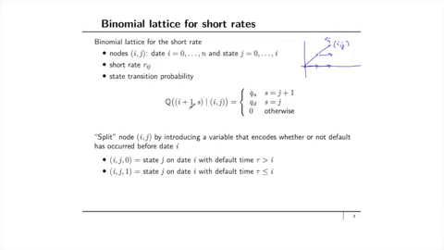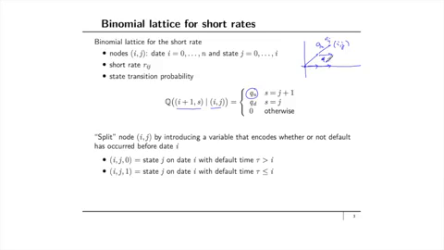So at time i plus 1, you could only reach states j and j plus 1. The probability that you went from node ij to node i plus 1, j plus 1 was Q_U, the upper probability. The probability that you went from node ij to node i plus 1, j, is going to be Q_D. And the probability of reaching any other state is going to be 0. This was the short rate lattice that we worked with when we were constructing the short rate lattice for default free bonds.